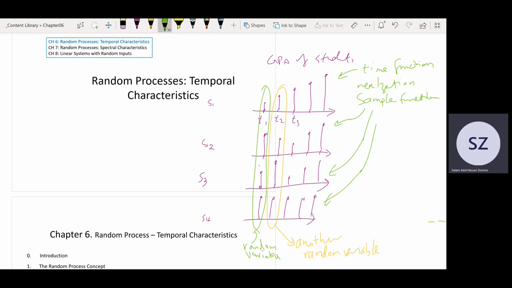Here, you run it again, you select another student, you get another time function.